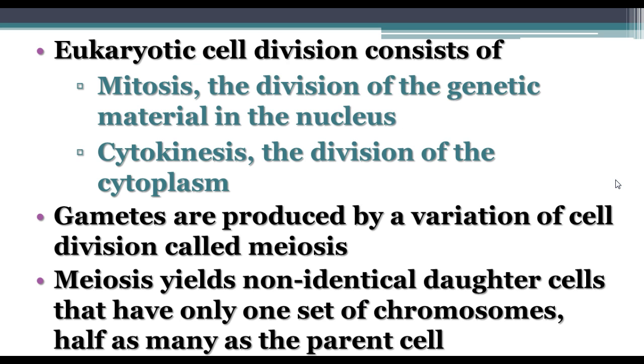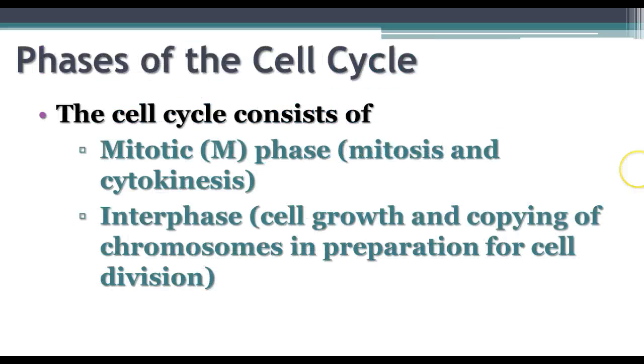Mitosis is the part of this cell cycle or the cell division where the genetic material is separated or divided, and cytokinesis is the division of the cytoplasm. Now, of course, there is a variation of cell division called meiosis that produces the gametes, which are non-identical daughter cells, having only one set of chromosomes, unlike the daughter cells of mitosis, which have both copies of the chromosomes.